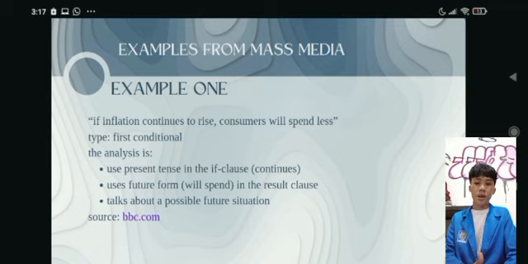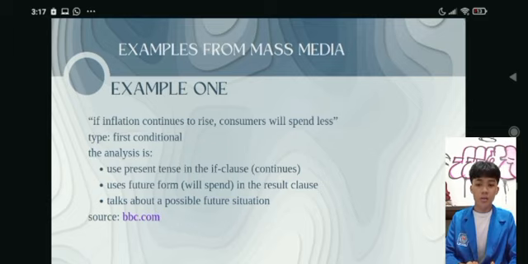Examples from mass media. Example 1: if inflation continues to rise, consumers will spend less. I choose the type first conditional. The analysis is: first, it uses present tense in the if clause, and this means continuous. The second is it uses future from will spend in the result clause. And the third, it talks about a possible future situation.